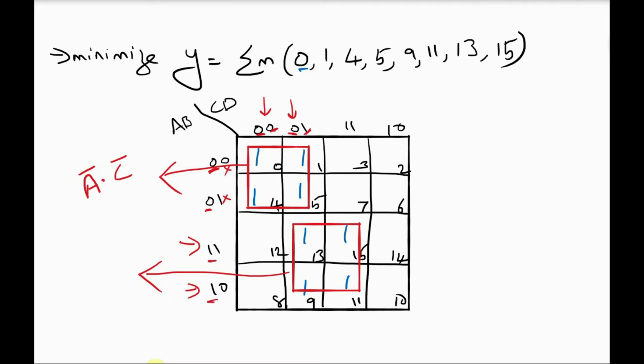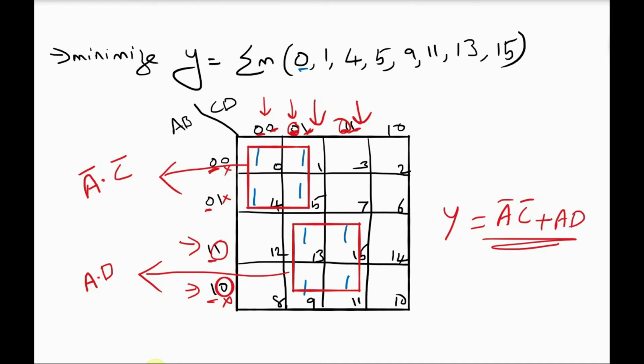The value of A is same and it is 1, therefore we take it as A, and the value of B is changing, so we cannot take that. Multiplied by column value. It is in second column and third column. The value of C is changing from 0 to 1, and the value of D is same, it is 1, so multiplied by D. So the final answer y is equal to A bar C bar plus AD. This is the final answer.